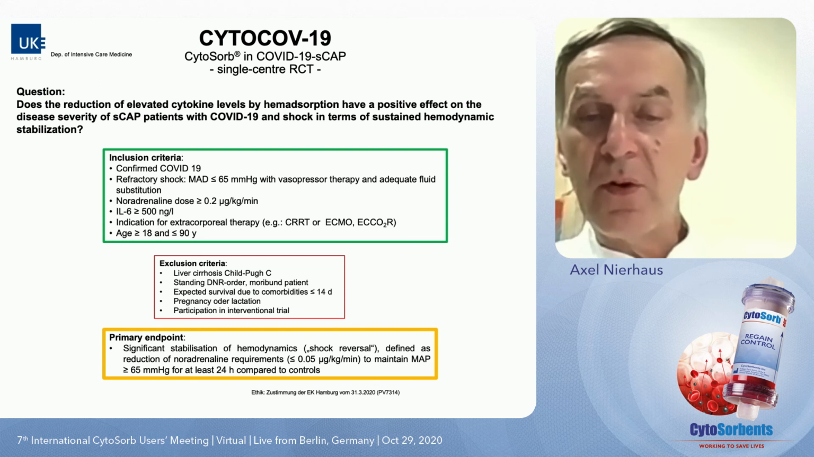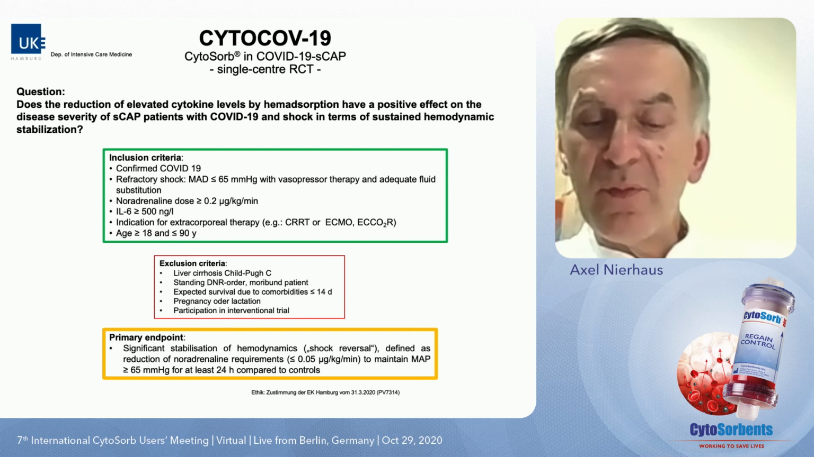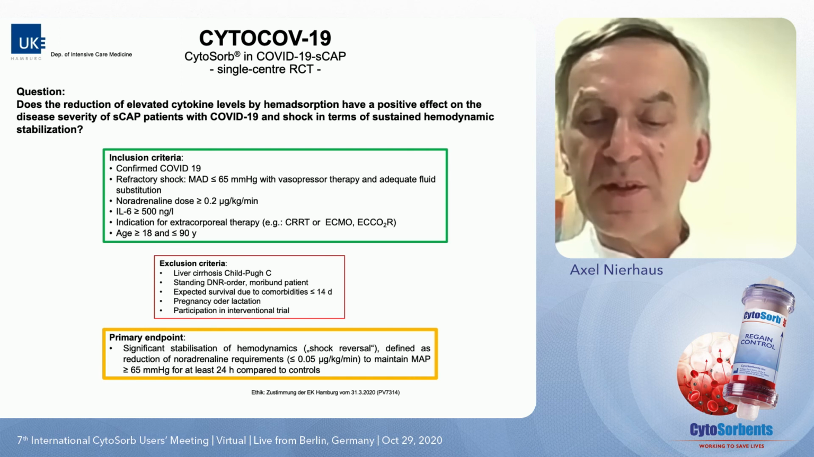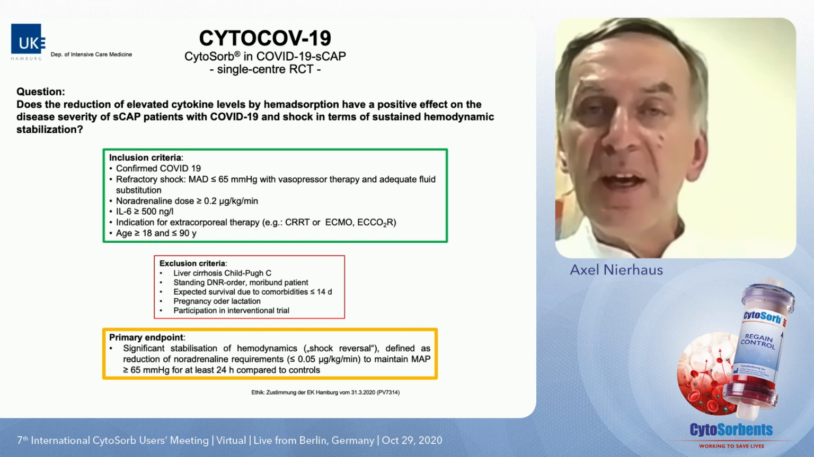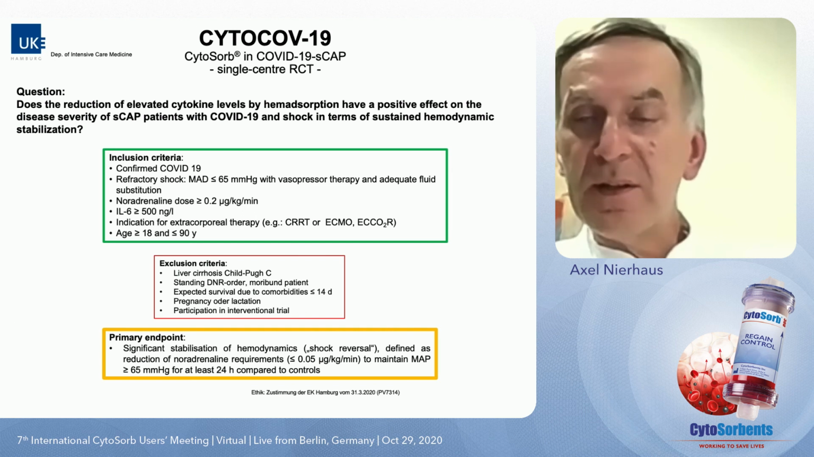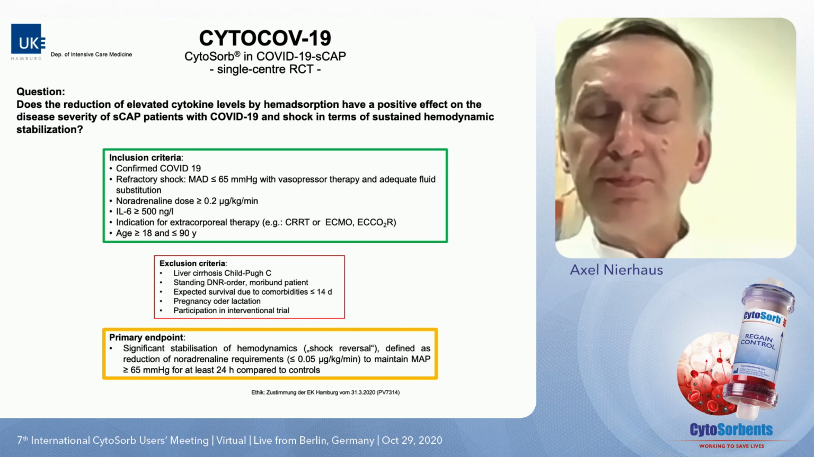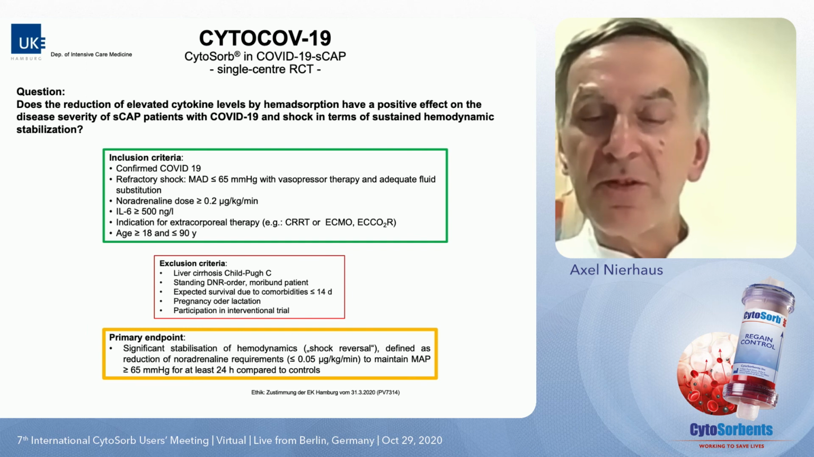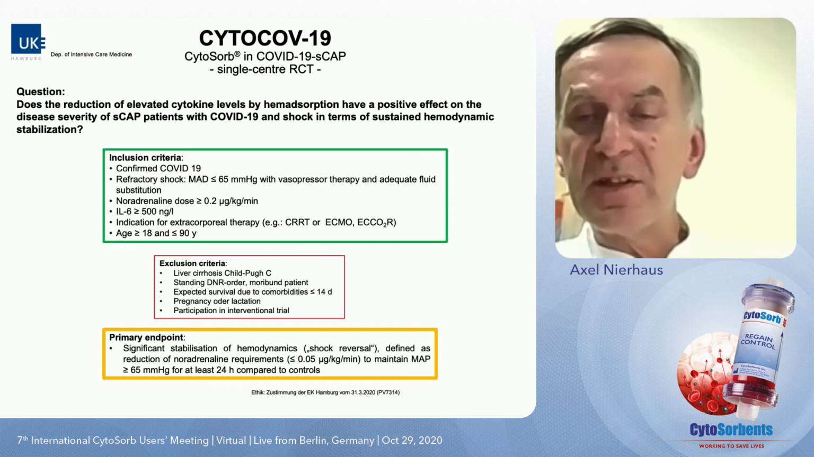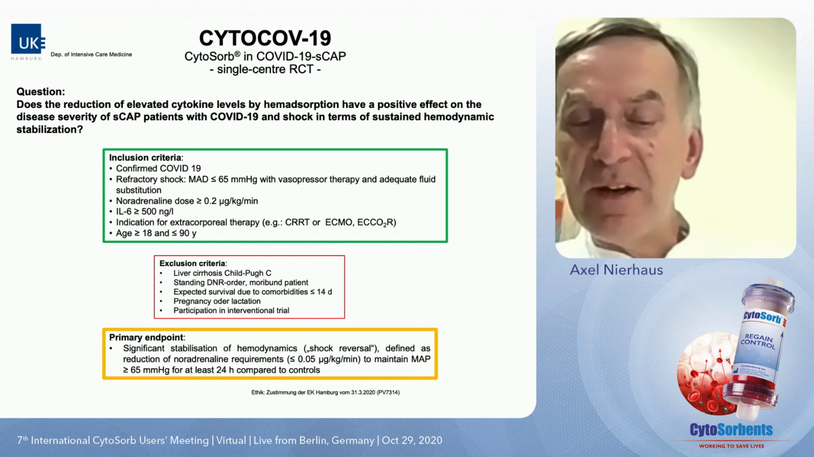The primary endpoint, of course, with this rather limited number of patients, could not be mortality, but was significant hemodynamic stabilization in terms of shock reversal, which we defined as a reduction of noradrenaline requirements below 0.05 micrograms per kilo per minute to maintain a mean arterial pressure of above 65 for at least 24 hours. So this is our impromptu protocol for this randomized controlled trial, which is still running. Unfortunately, we will probably complete this trial because, as many others, we are suffering from a second wave, and we will be recruiting patients again, I'm afraid, very soon.